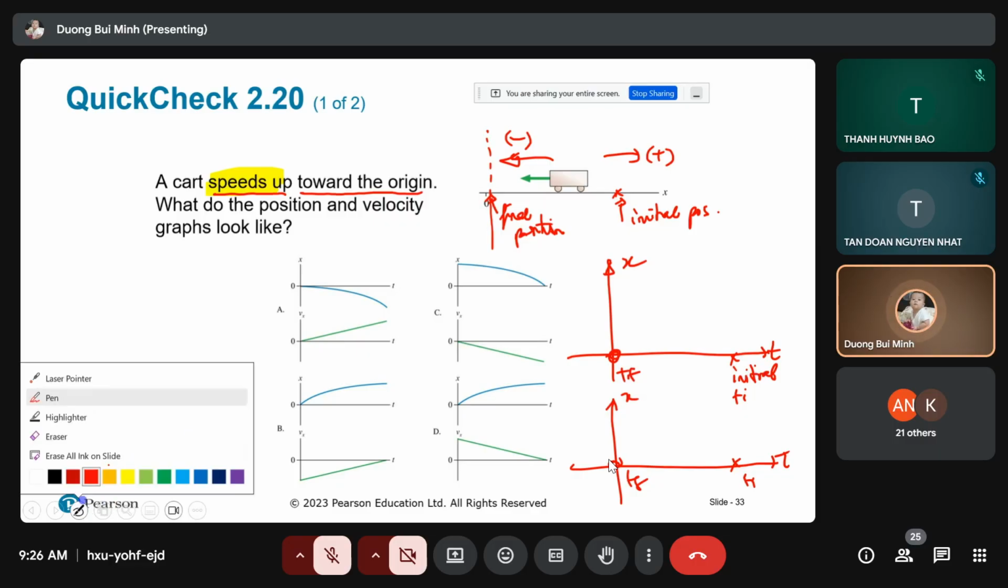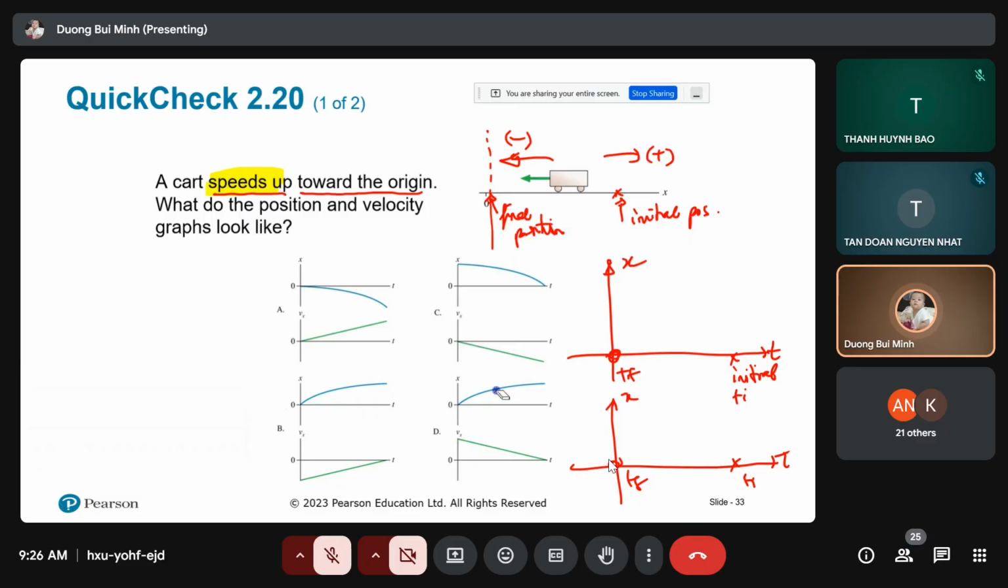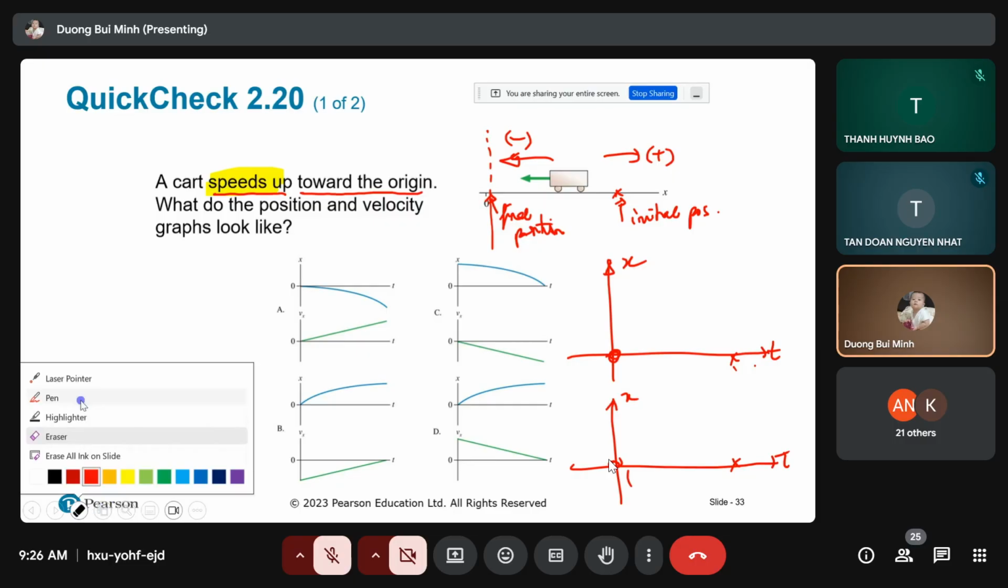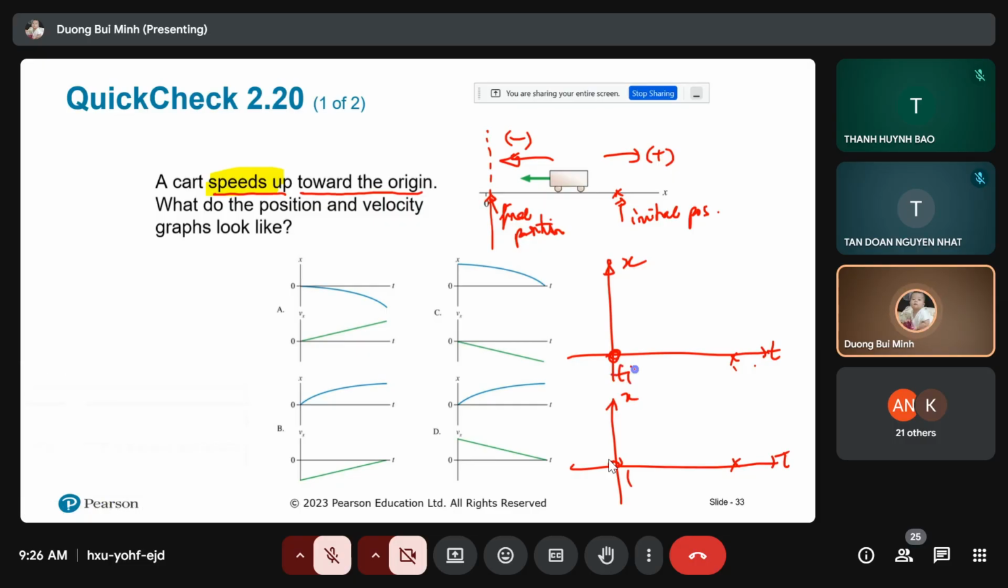Actually no, because we follow the time axis. Let's say here is ti, and this one is tf, because this is the time axis. This is x, this is distance. So here should be ti and here should be tf. This is the initial position, and this is the final position.